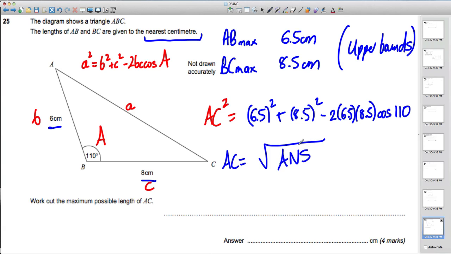You could type that in one move on your calculator. You could just type the square root of bracket 6.5 squared plus 8.5 squared minus 2 brackets 6.5 brackets 8.5 brackets cos 110 close brackets, and you get yourself 12.3. So that would give you 12.3 units, centimeters, as a maximum.